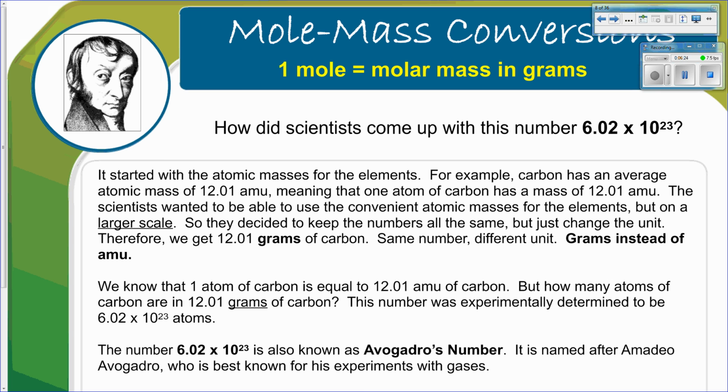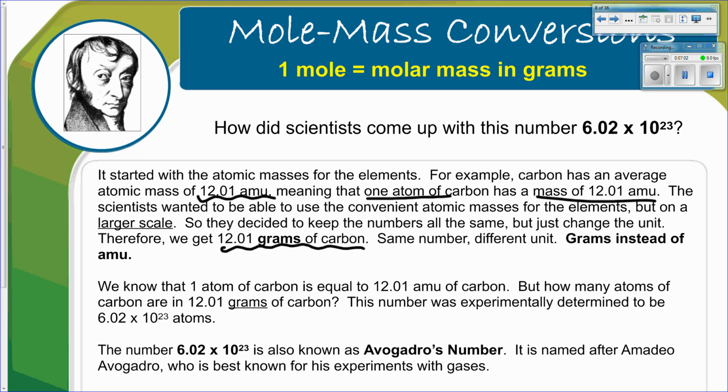So how did scientists come up with this number, 6.02 times 10 to the 23rd, and why do they use this particular number? The way they got it was by looking at carbon. Carbon has an average atomic mass of 12.01 AMUs, meaning that if you have 1 atom of it, it's going to have a mass of 12.01 AMUs. But they wanted to be able to use convenient atomic masses for the elements, but on a larger scale. And so they kept the numbers the same, but they changed the unit. So now they said, we've got 12.01 grams of carbon. Same number, just a different unit. We're going to use grams now instead of AMUs.